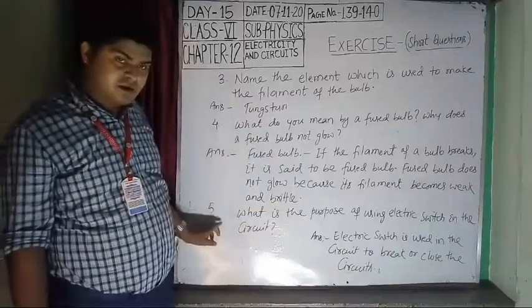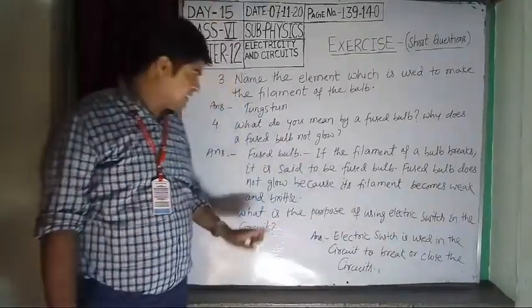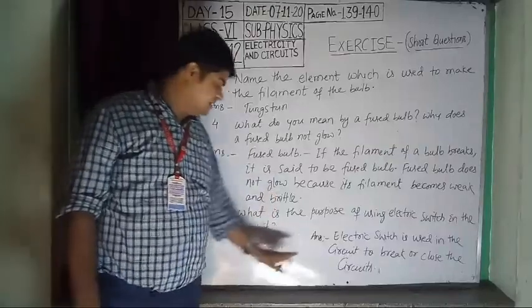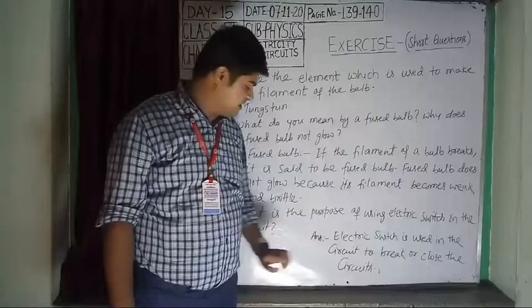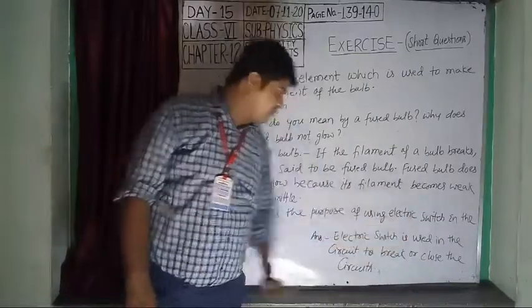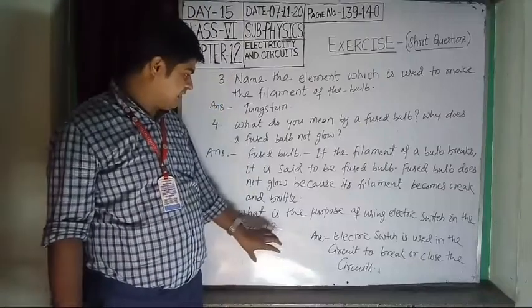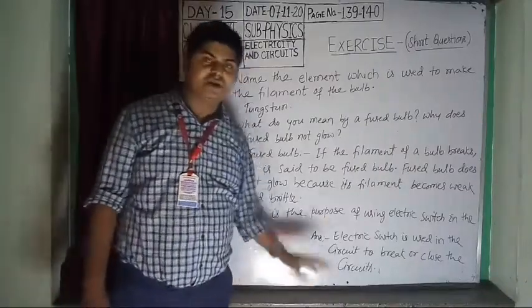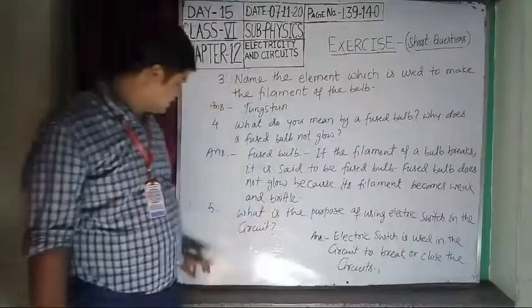Now question number 5. What is the purpose of using an electric switch in the circuit? Answer: an electric switch is used in the circuit to break or close the circuit. That means an electric switch is used to break or close the circuit.